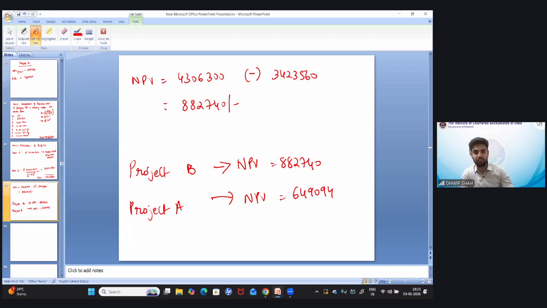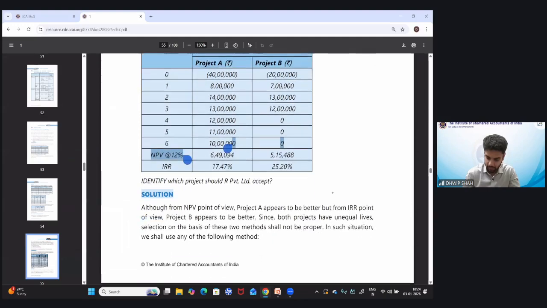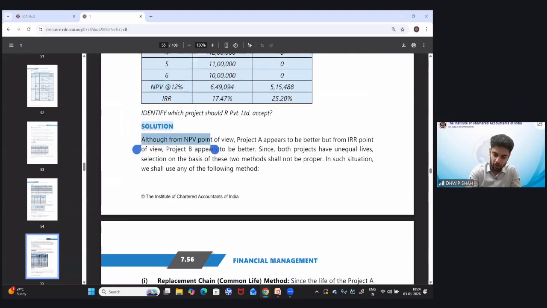Followed? Are you understanding the flow, everyone? So this was all about the replacement chain method. Any queries? Any concerns? Although from the NPV point of view, just see the solution: Project A appears to be better, but from the IRR point of view, Project B appears to be better. Since both projects have unequal life, selection on the basis of this method shall not be proper.